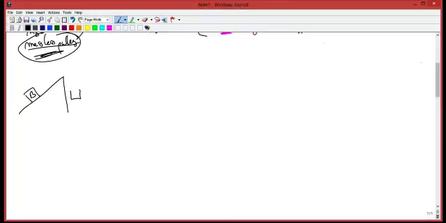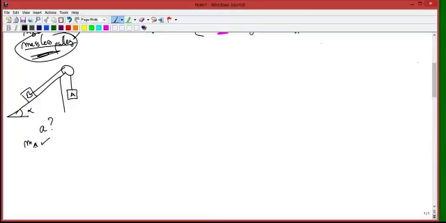Be a pulley. Same situation. What is the acceleration of the system given MA, MB, and alpha?